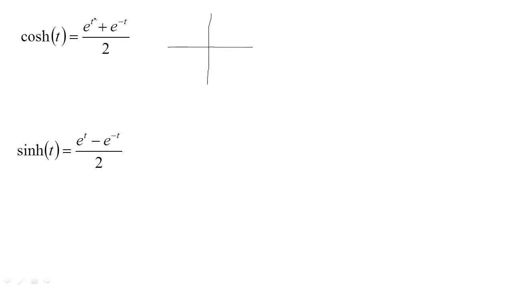Now notice when you plug in 0, you get e to the 0 plus e to the 0 makes 1 plus 1, that's 2. 2 over 2 is 1. So this function goes through the point (0, 1). It grows exponentially this way, and it grows exponentially that way.